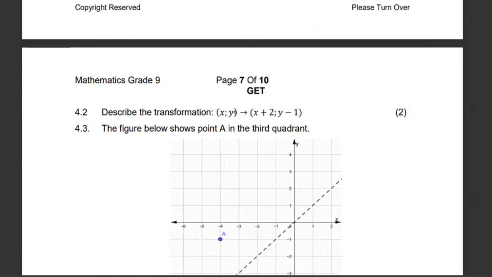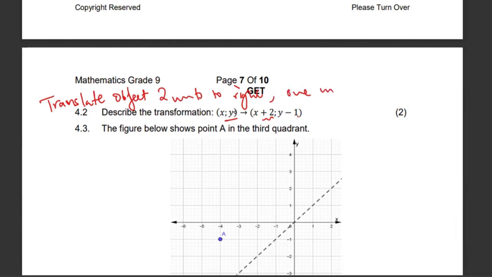Then can we describe the transformation from this to that? So you translate the object 2 units to the right. Okay, this plus is 2 units to the right. And then 1 unit down.